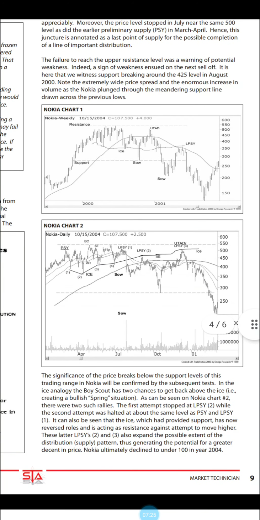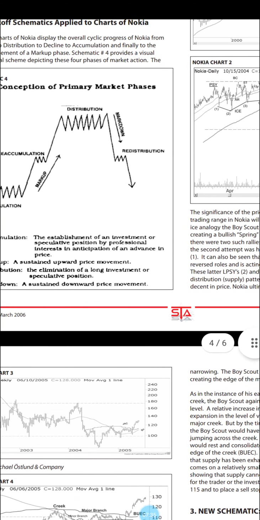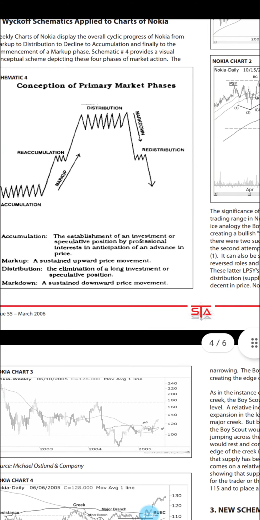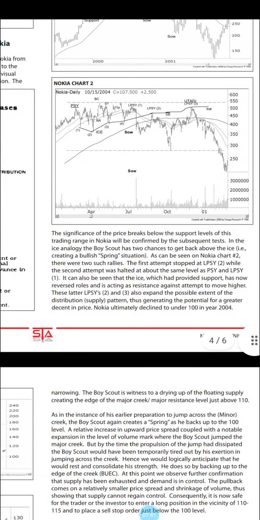So if we're looking at this, you got the first one, you got support, and then it shows the ice. So you can see all through this. And then the second one is Nokia chart 2. So basically this is what it's telling you is going to happen. And then if you look through it, you can see it goes all the way from April of 2000 to just after December of 2001, it looks like.